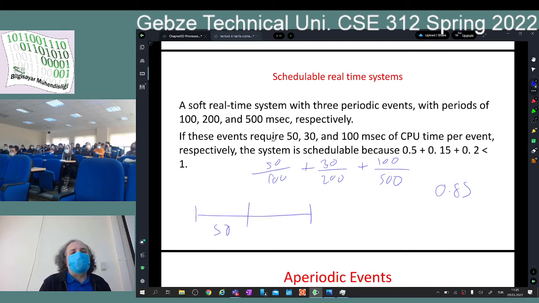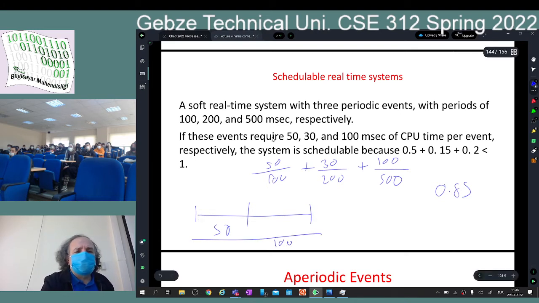Well, you might say, what is the least common multiple of these periods? It might be a very large number. That's why it's a soft real-time system. If this one happens every 100 milliseconds, all right? This one says that every 100 milliseconds I am going to run. So that means this is 100 milliseconds.